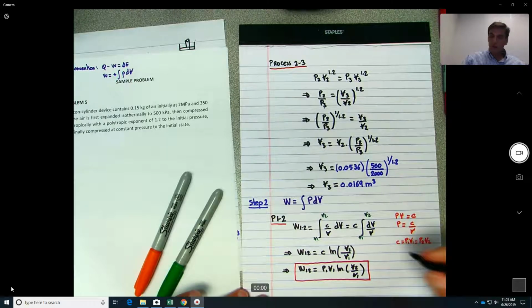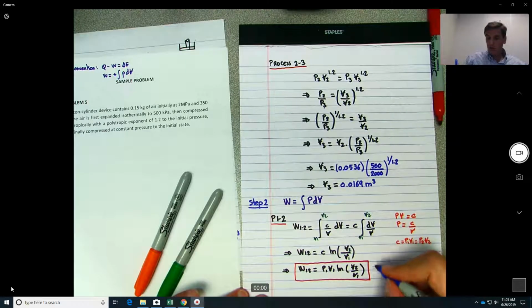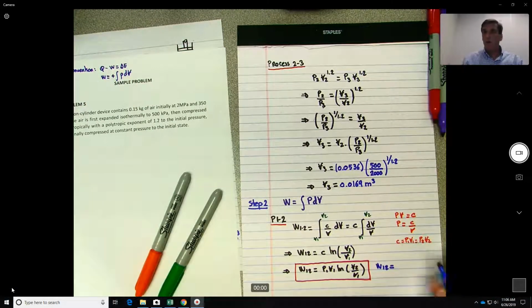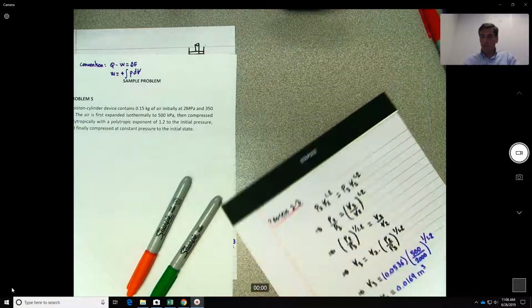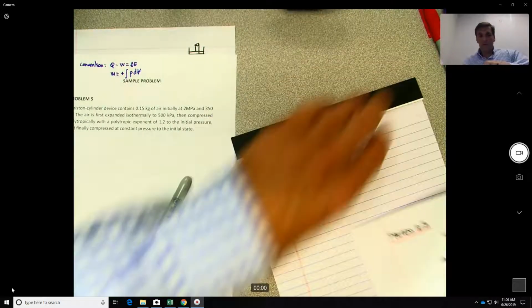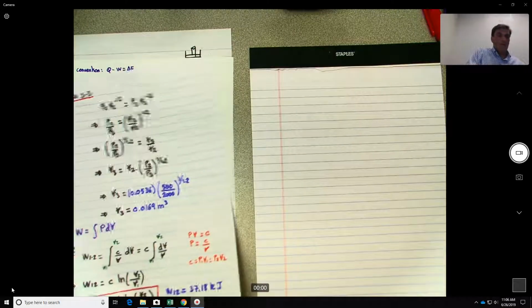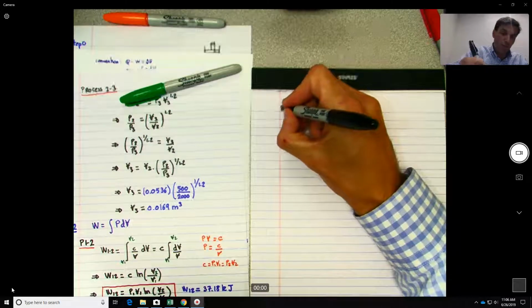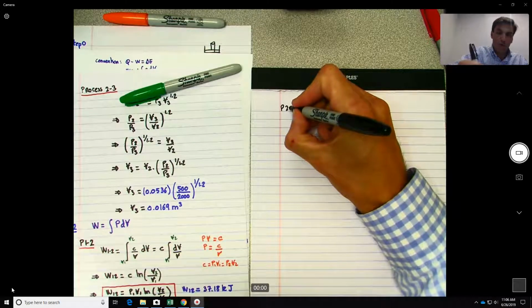Okay, and if you do the numerical calculation for this one, you are going to get that it is equal to 37.18 kilojoules. Okay, so now we follow the same procedure for process 2, 3.